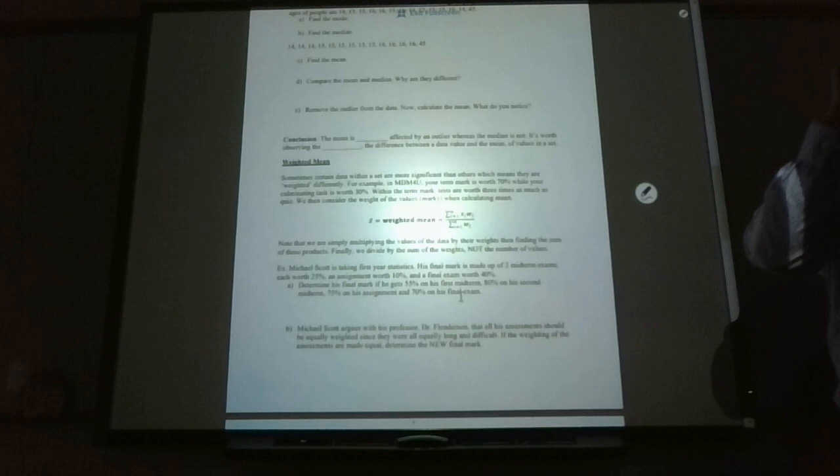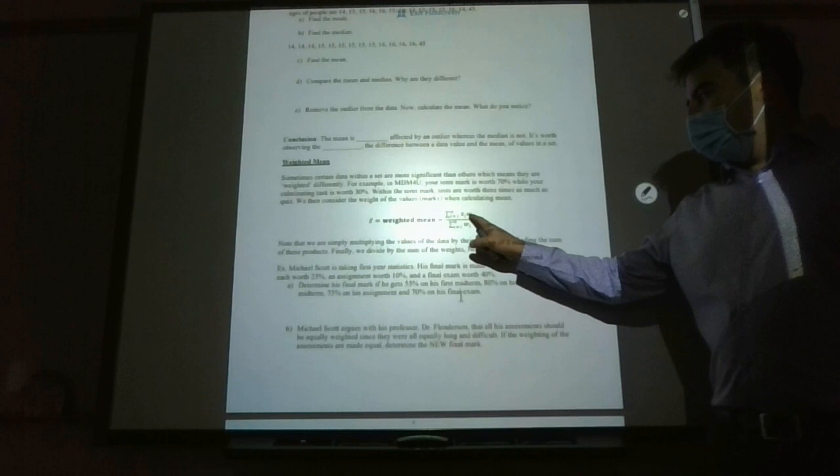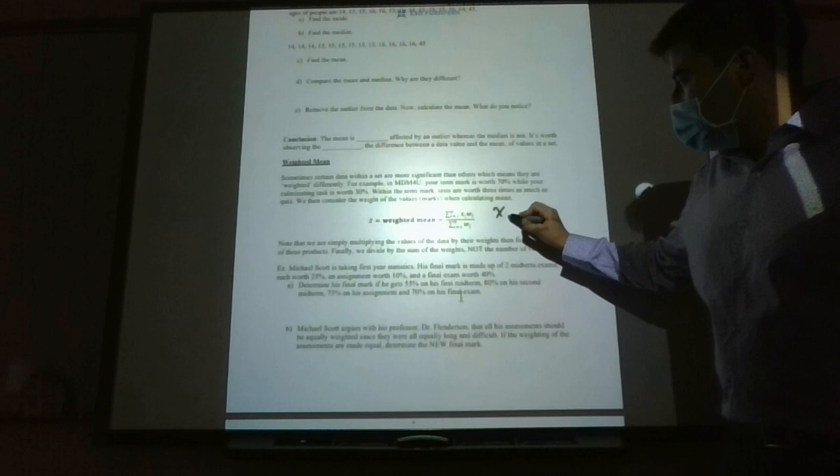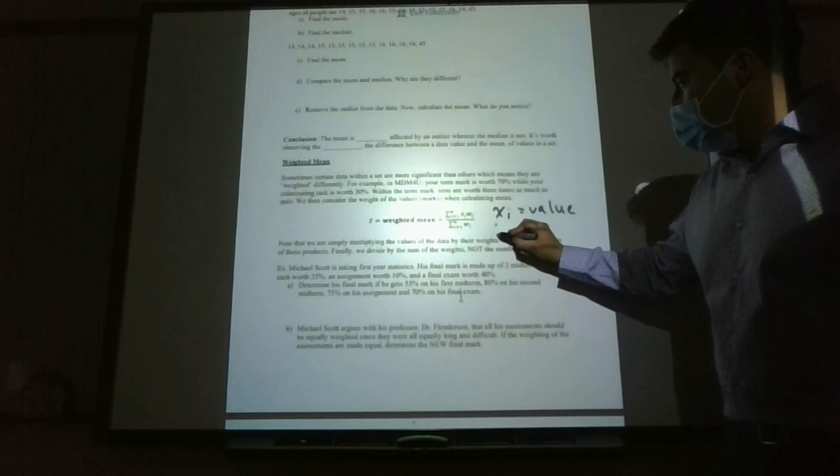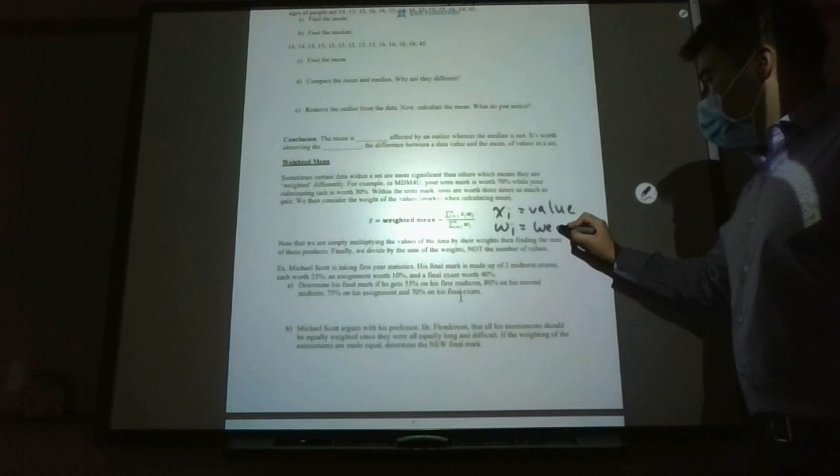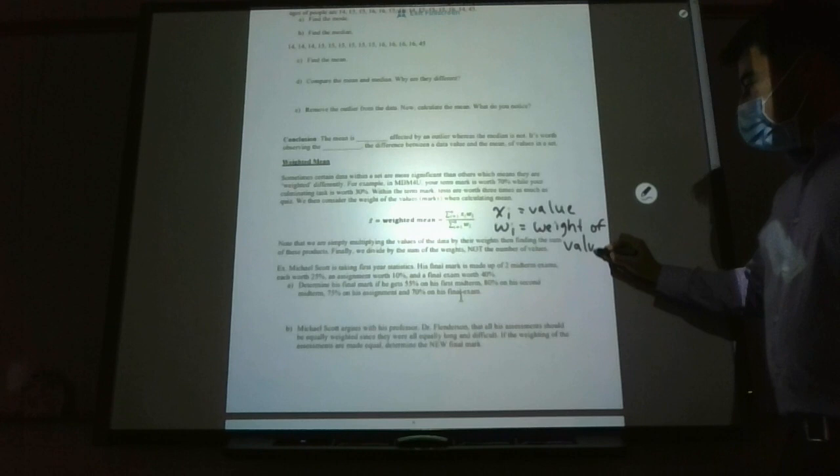So what you do in this case, there's one little twist to it. Instead of just adding all the values, you are going to be multiplying the actual value, which is xi. Xi is your value. And do you see that little wi there? It represents your weight. That's the weight of the value. So another way of saying that is how much your value is worth.